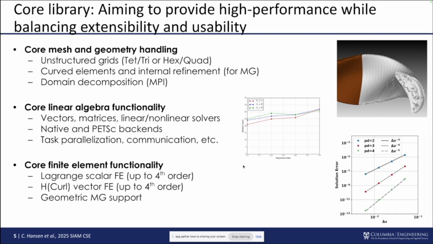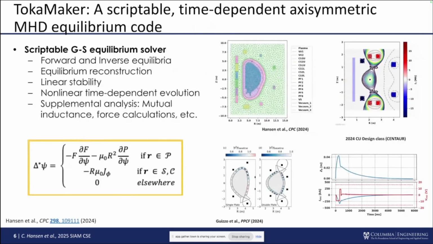And then we have the core finite element functionality, which for us has basically two finite element representations. We're not super general. We have a Lagrange scalar finite element representation and an H-curl space vector finite element representation, which is one of these conforming element representations. And both of these are, like I said, generally used only up to about fourth order. And both of them have built-in support for geometric multigrid, which we use in some of our solvers for scalability.